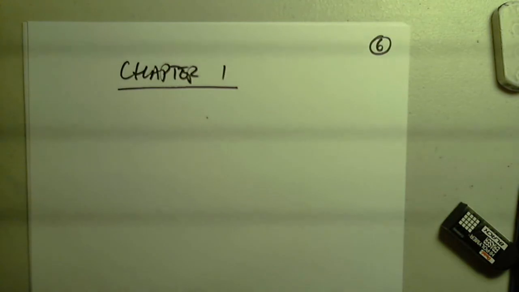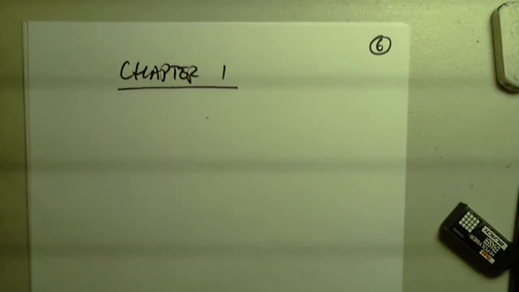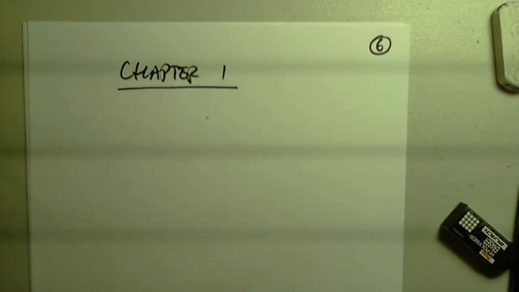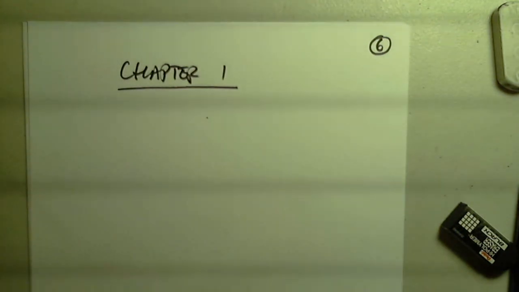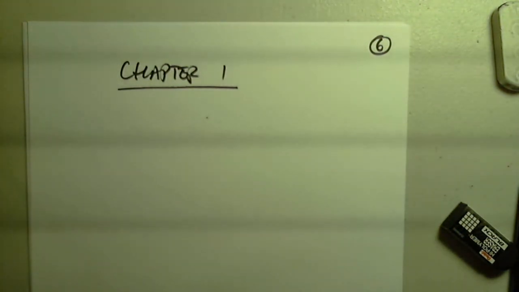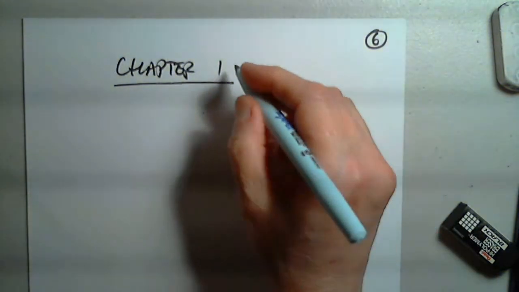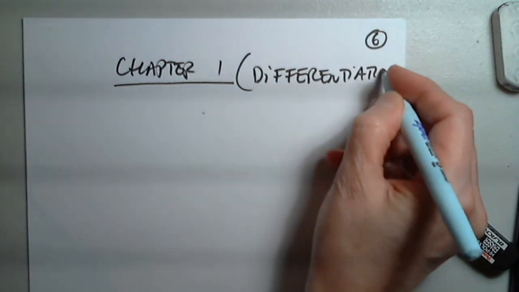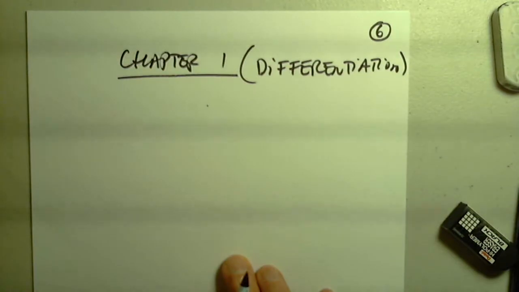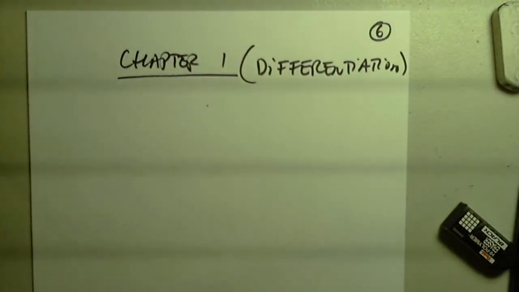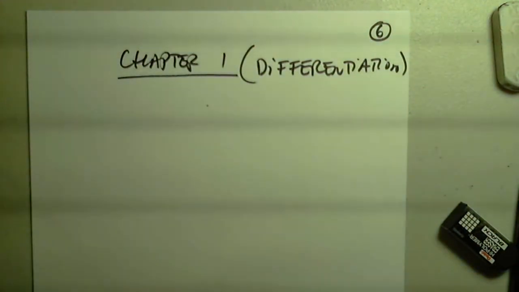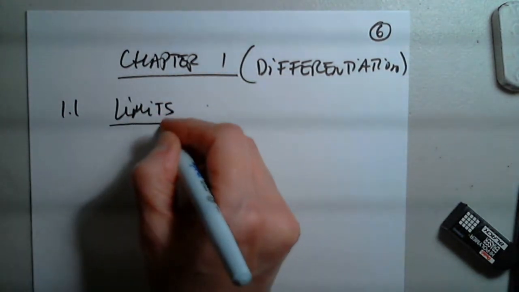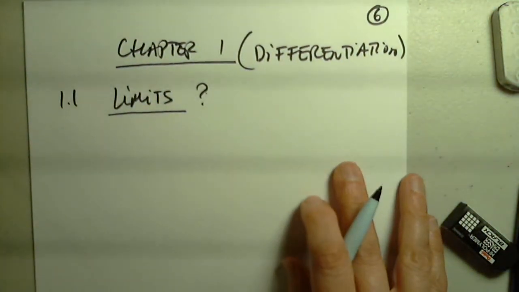So this is it. We start chapter 1, and in chapter 1 we are going to discuss limits, continuity. It's a big chapter. It's entitled differentiation, but till we get there, it will take some time. I have a lot to explain before that. The first item that we need to look at is section 1.1, which is about limits. And what is a limit?